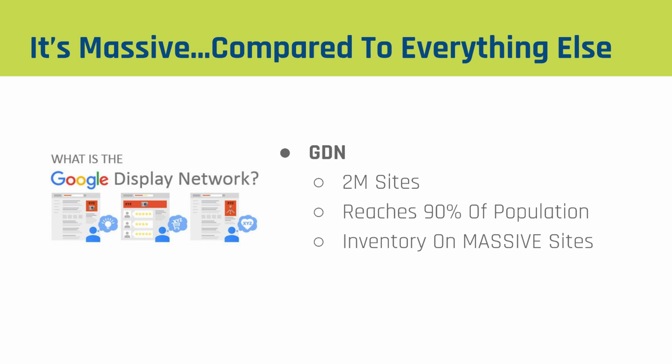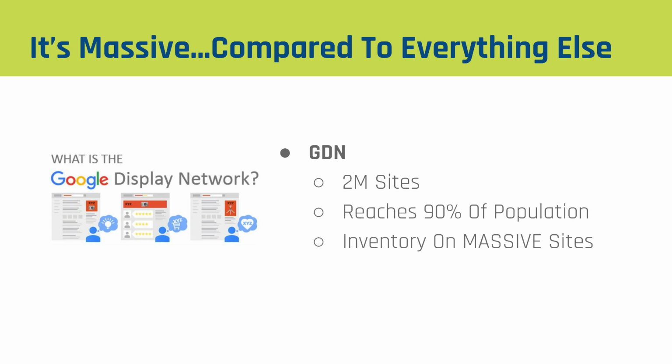population. So people think Facebook is massive because it's got 1.6 billion people on it. Well, 90% of the internet population is 3.8 billion people. So it is much larger, even more than double the size of Facebook. And so the inventory on it is absolutely massive.